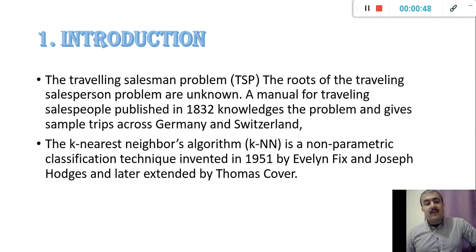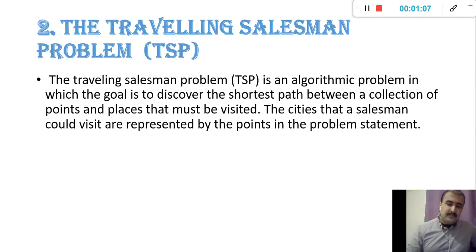The KNN or K nearest neighbor algorithm is a non-parametric classification technique invented in 1951 by Evelyn Fix and Joseph Hodges, and later expanded by Thomas Cover.